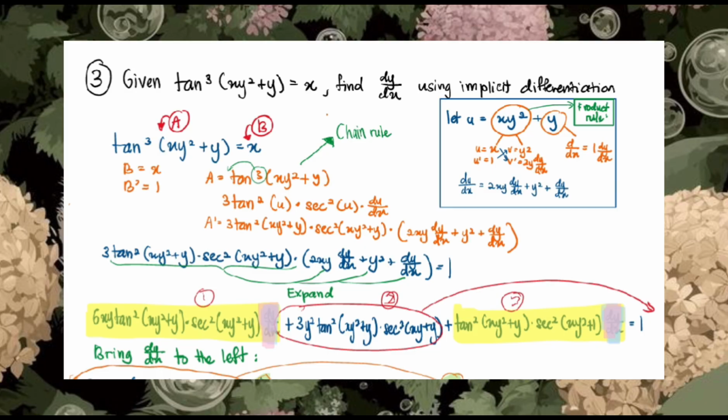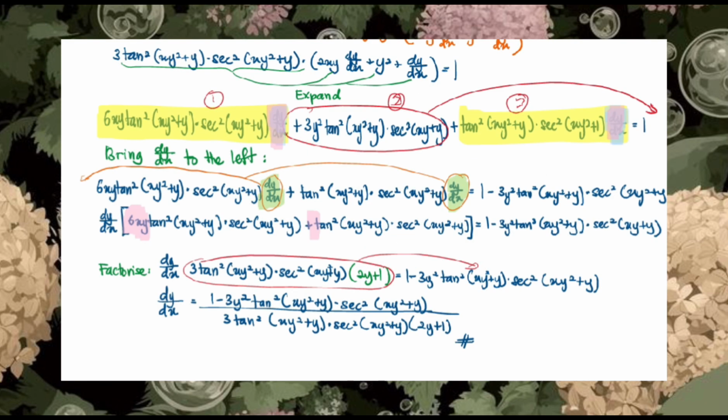After we have done that, the value that we get for du/dx is 2xy dy/dx plus y squared plus dy/dx. Then we substitute the u value and the du/dx value back into the term. I then expand the brackets and collect all the terms that contain dy/dx on the left side, and the remaining terms that don't have dy/dx will be moved to the right-hand side.